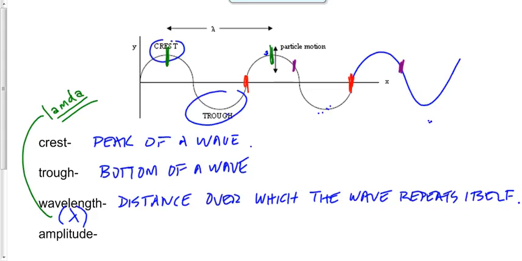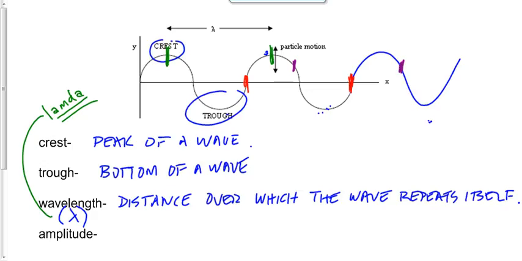And the amplitude of the wave, you guys know what amplitude means? Forget about the context of a wave for a second, but just the word amplitude. Where have you heard that before? Amplitude is like the size of something, isn't it? The amplitude of a wave would be the size of the wave, how big the wave is.